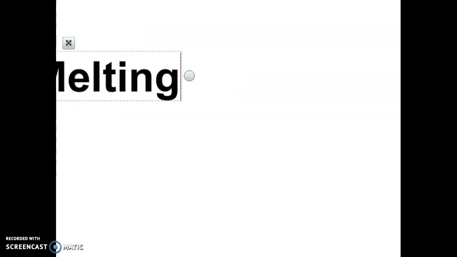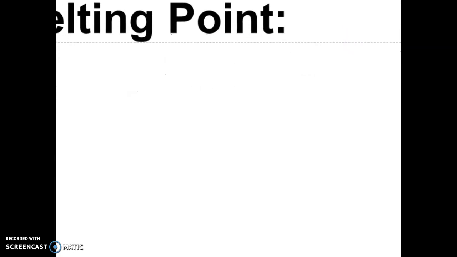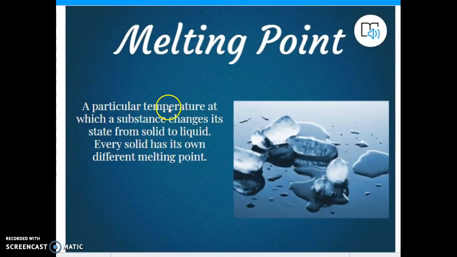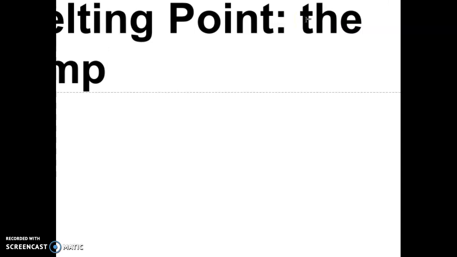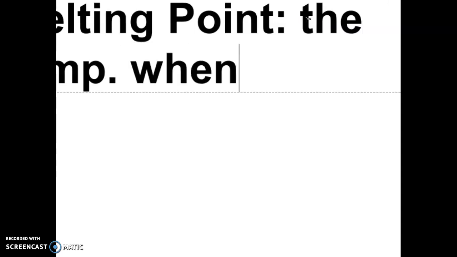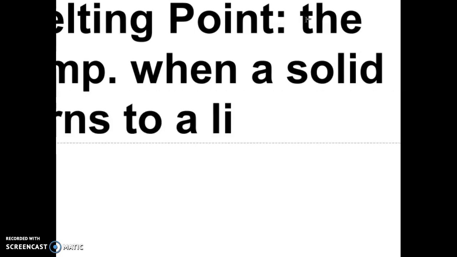If I were taking notes on melting point, and I go back and look at that chart, it says a particular temperature at which a substance changes from solid to liquid, and every solid has its own different melting point. How can I break that down into its basics? It's the temperature when a solid turns to a liquid. Done. Melting point: the temperature when a solid turns to a liquid.